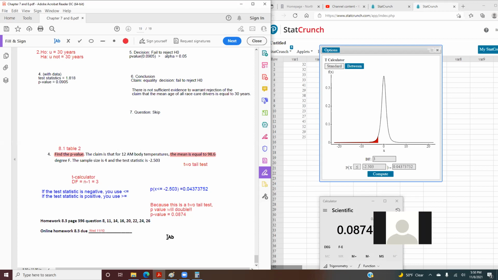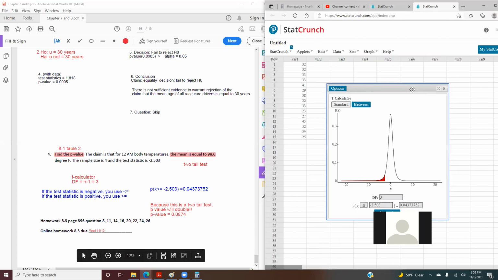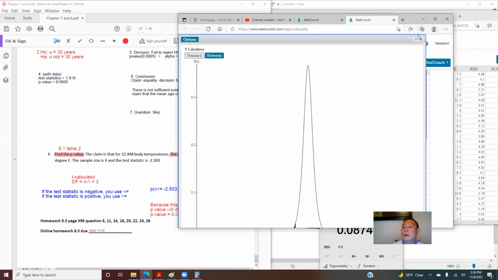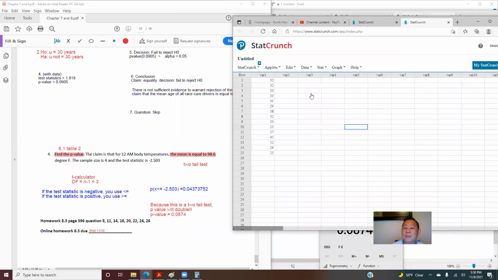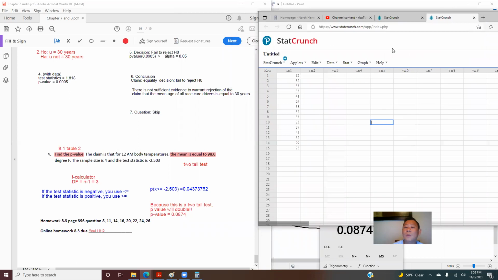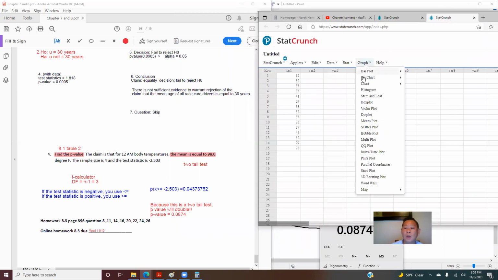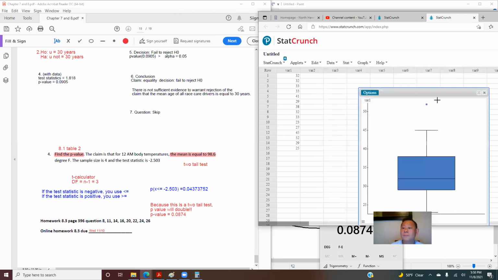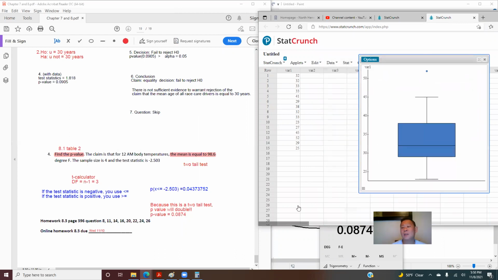Could you please show me how you did the box plot one? The other question. You type in the numbers in var1, and then you go to graph, you go to box plot, and then you select var1, and then you hit compute. Okay, and then you got a little dot here, and that is your outliers.